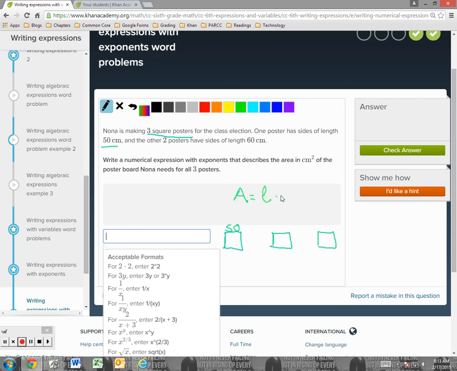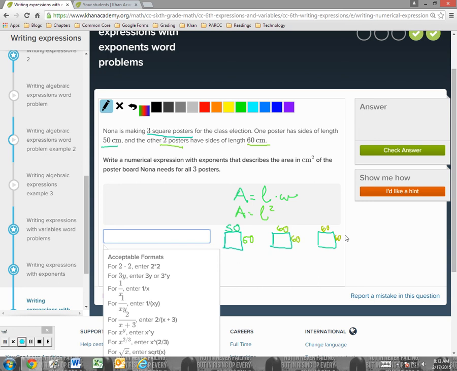Or we could also write it like this, because the square, both sides are congruent, correct? So can I do this? Area equals just the length squared. Okay, because this is going to be 50 and 50, so 50 squared. These both are how long? Because she has 2 other posters that have a measurement of what? 60. So that's 60 and 60 and 60 and 60.